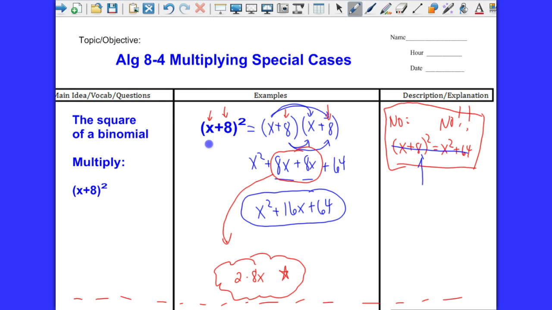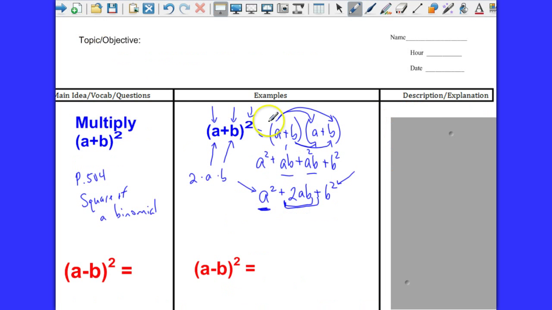All right, let me go back to the previous problem that's on your page. If a was x and b was 8, x squared goes there. b squared, that's 8 times 8, which is 64. And then notice this term right here is 2 times 8 times x, which was 2 times a times b, which was equal to 16x. That will always be true.